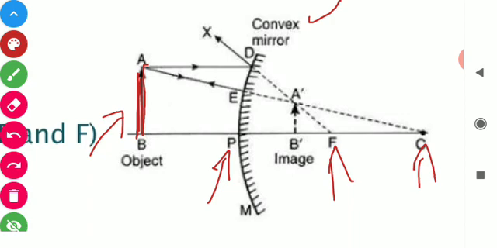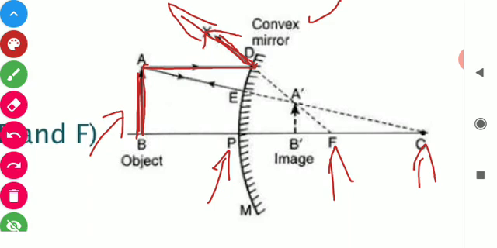Now to make the image we have to follow some of the rules. So firstly let's discuss the rules. First we will apply rule number 1. According to rule number 1, any line which is parallel to the principal axis, after reflection it diverges in the direction of the focus. So it diverges like this.